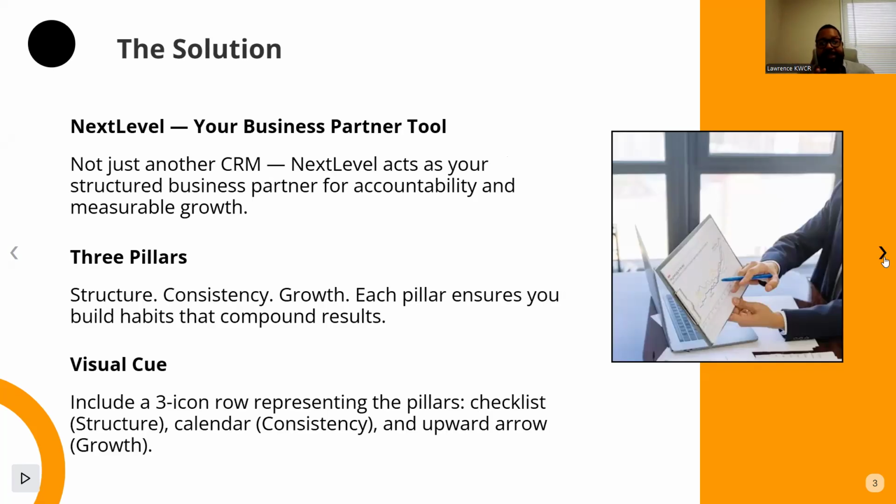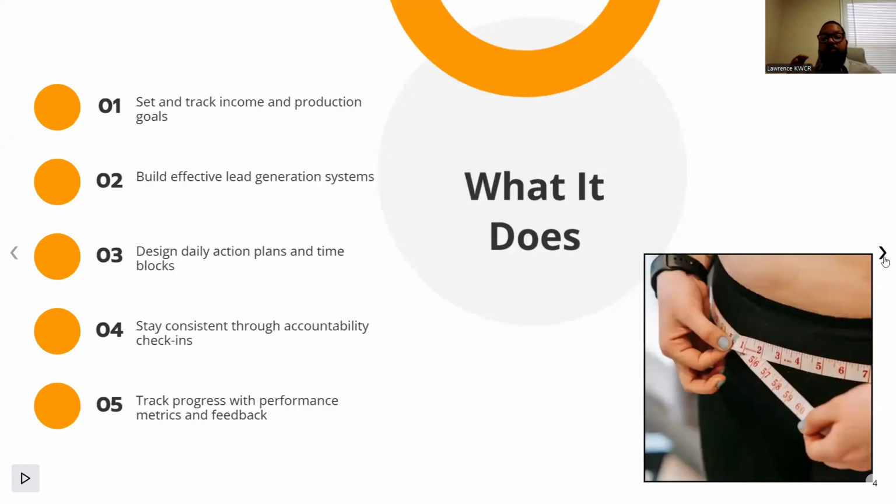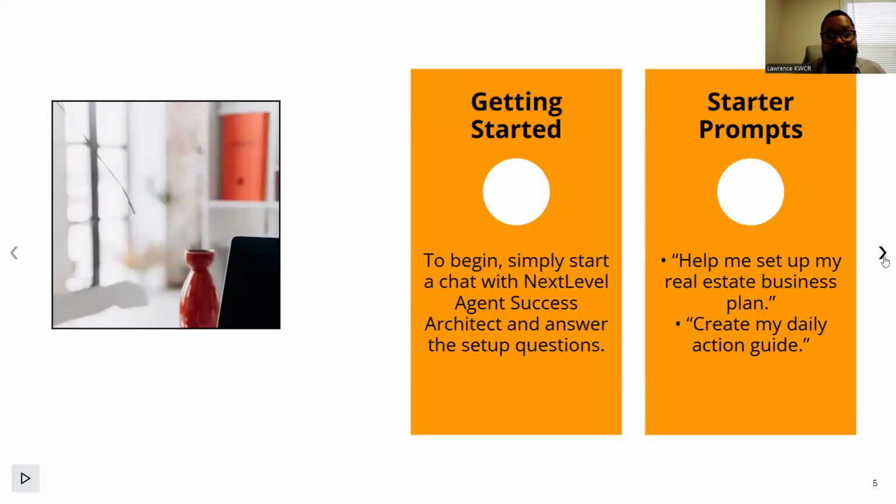So, next level, your business partner tool, or should I say ChatGPT, acts as your structured business partner for accountability and measurable growth, where it can structure your consistency and your growth, and each pillar ensures you build habits that compound results. What it can do is set and track income and production goals, build effective lead generation systems, design daily action plans and time blocks, and help you stay consistent through accountability check-ins. And it'll track your progress with performance metrics and feedback.